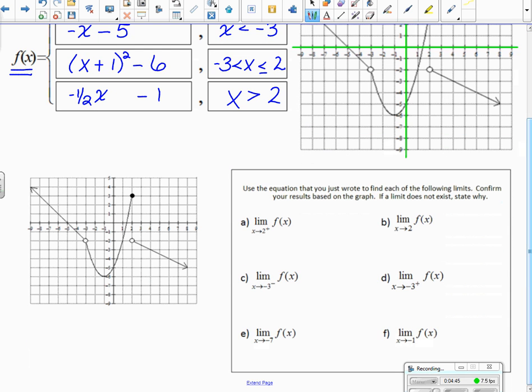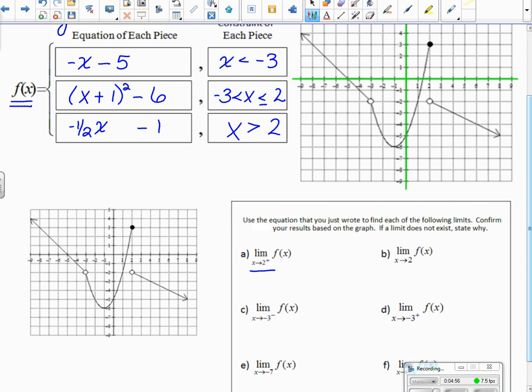Use the equations that you just wrote to find each of the following limits and then confirm your results based on the graph. So, as I move into 2 from the right side, I would be slightly bigger than 2. Well, on the middle function, it's when x is equal to 2. So I really need to point myself into this band of functions where x is greater than 2. So I'm looking at negative 1/2 x minus 1, and we'll confirm our results.